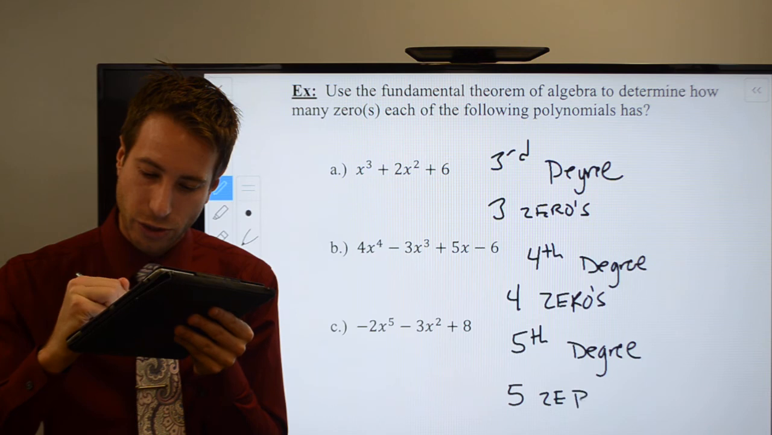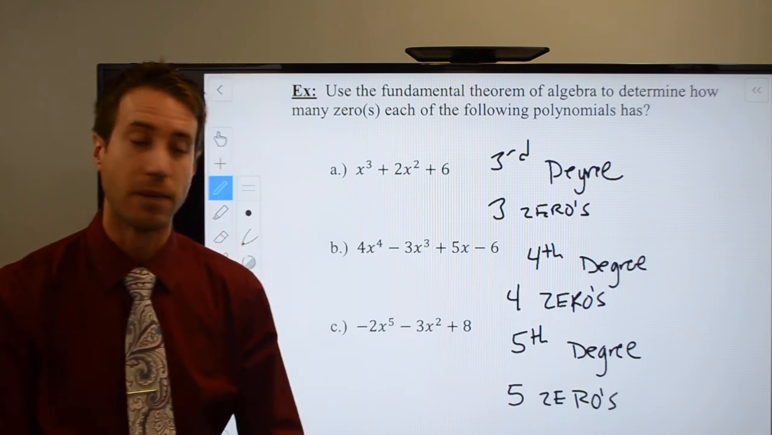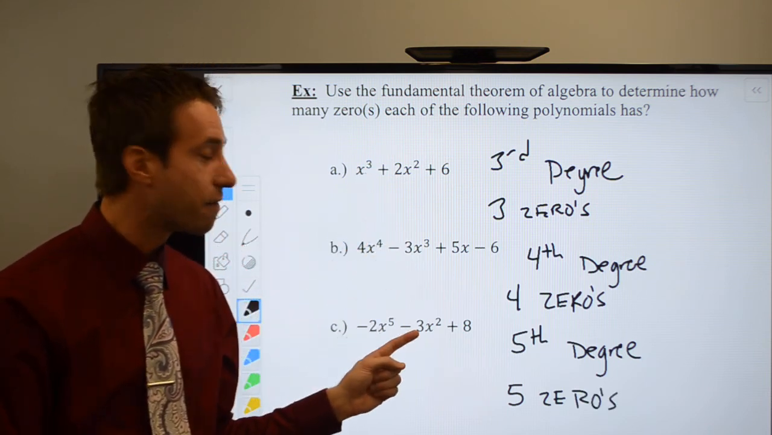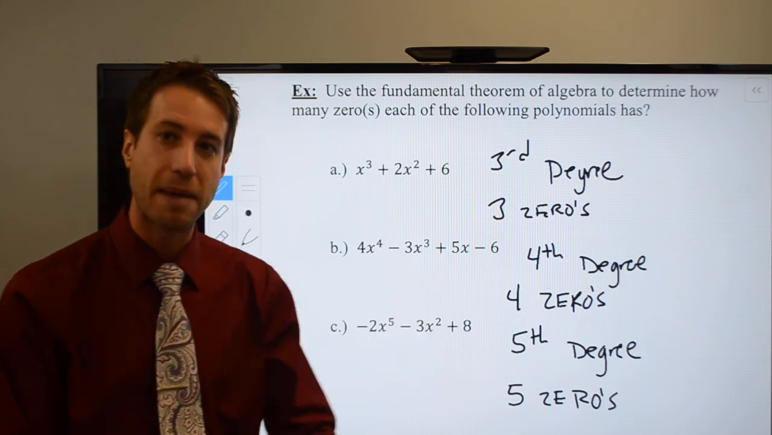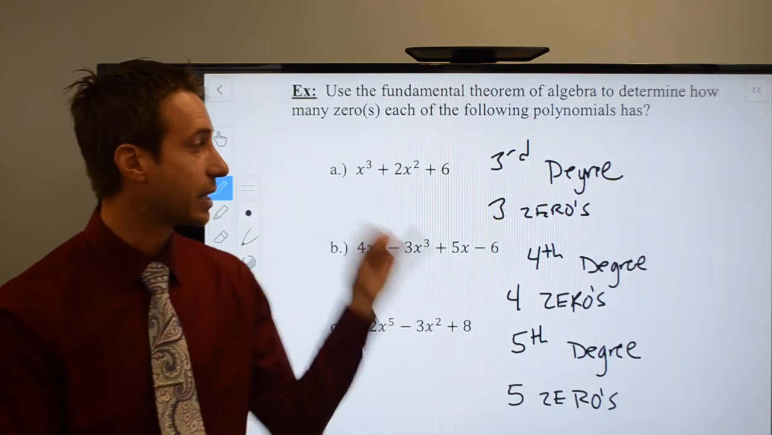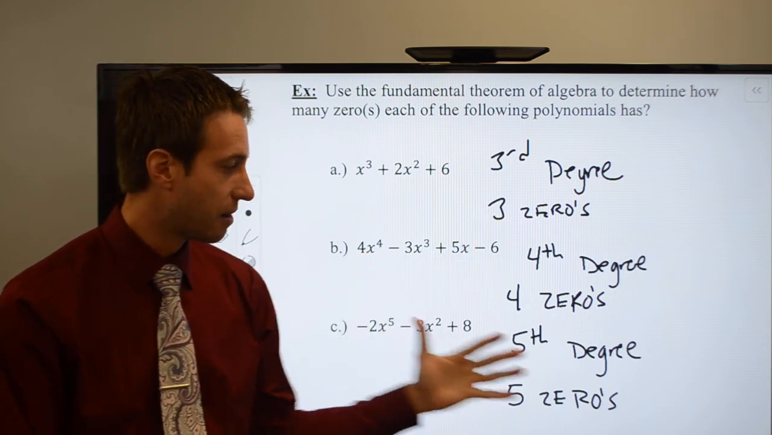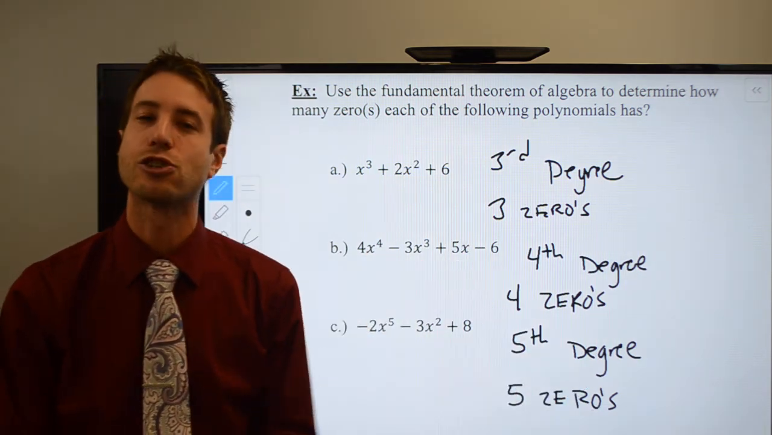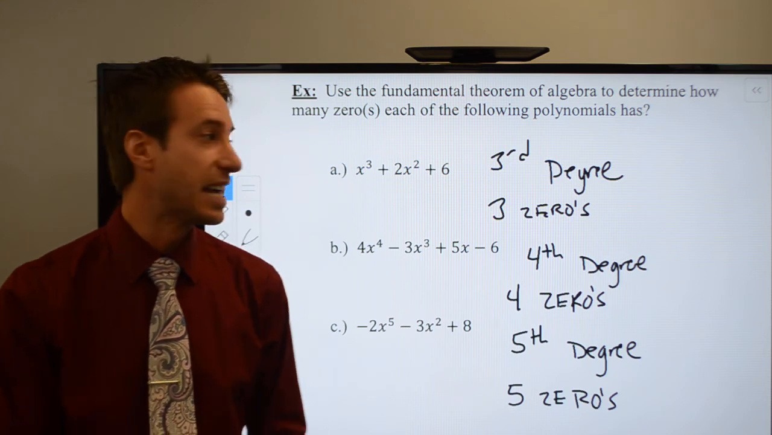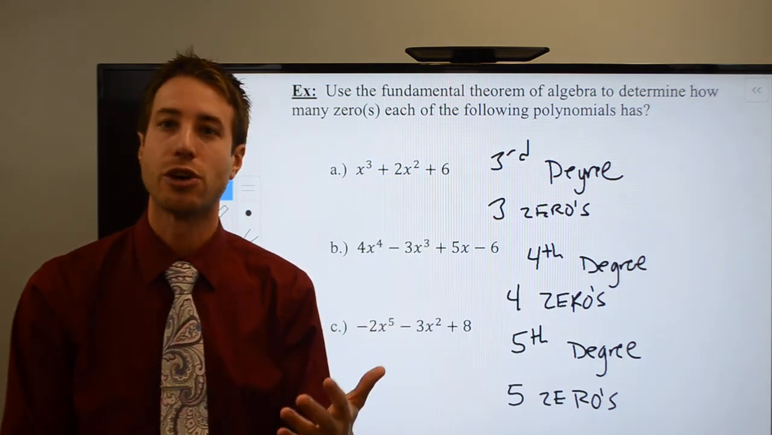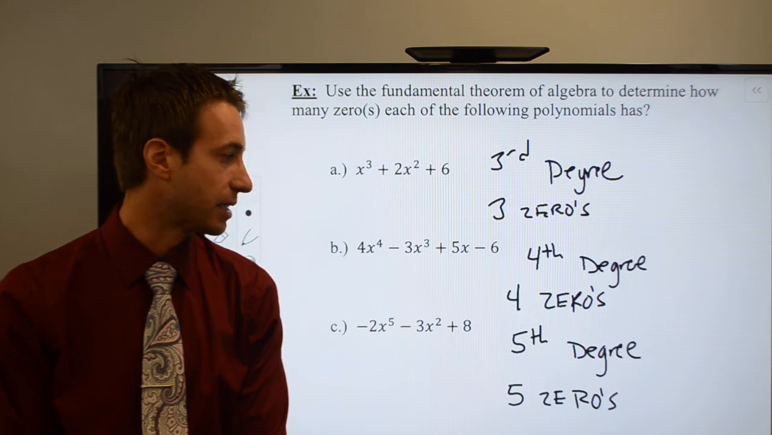So if you were to take the time to factor each of these polynomials, work them out to find their x-intercepts, you would get 3 zeros for this one, 4 zeros for this one, 5 zeros for this one, and again, it's just a great way to check your work. If you didn't wind up with 3 zeros, you know you made a mistake and you have to go back and figure out what you did wrong.